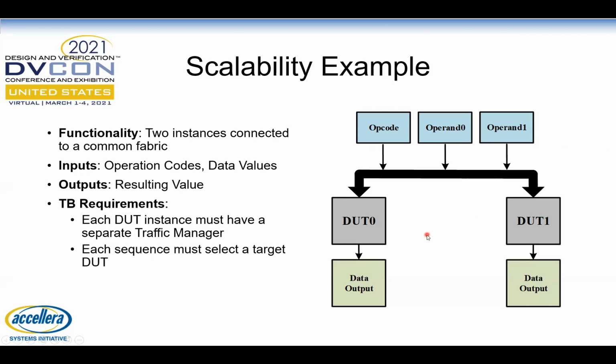Transactions are supplied on the master input interfaces and target either DUT0 or DUT1 as its destination. Each DUT has an output similar to the block level example. In this test bench, although no changes are needed to be made to the traffic manager or the sequence, each instance of the DUT must have a separate traffic manager instance to track the information or state of each DUT. So we don't want any information between the two traffic managers of each instance being shared. Since the sequences are connected to a fabric, each sequence will also need to select a target DUT.